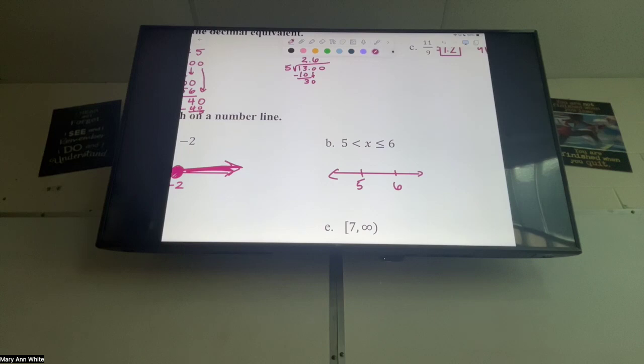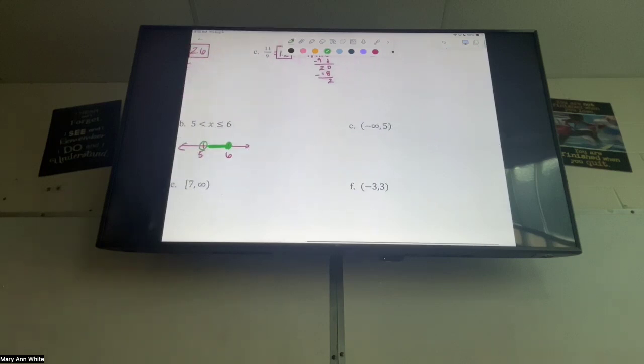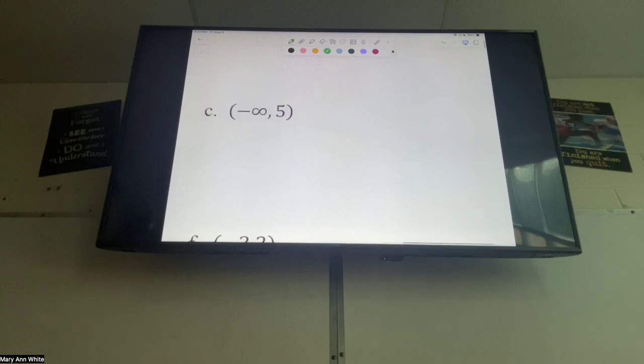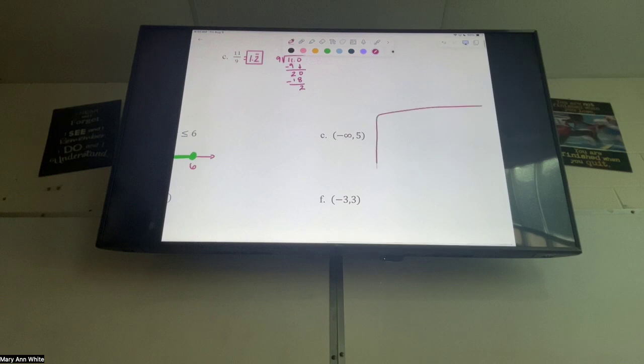Open or closed on 5? Open or closed on 6? Good. And then we're gonna just shade in between. Those two are pretty cake, right? I'm doing okay. And the only curveball I'm gonna throw for the rest of these is now I'm in a different notation. Do you remember what this is called? Interval notation, good. And I may even make a little note over here off to the side about interval notation.